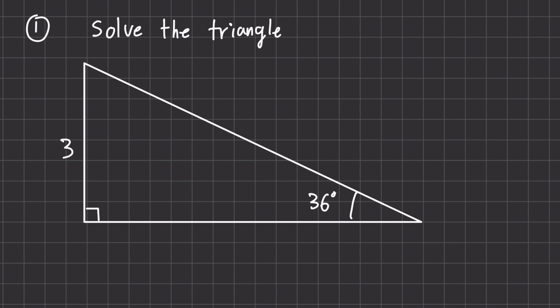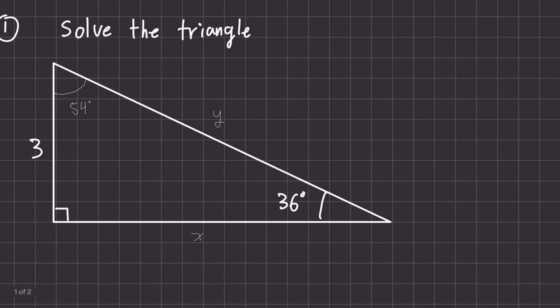Okay, so for this question, the first easiest thing you can solve for is this angle right here. Because we know that the angles of a triangle add up to 180 degrees, we can simply do 180 minus 90 minus 36, which gives us 54 degrees for this angle. Now we need to solve for the two other sides. We'll call this one x and we'll call this one y.